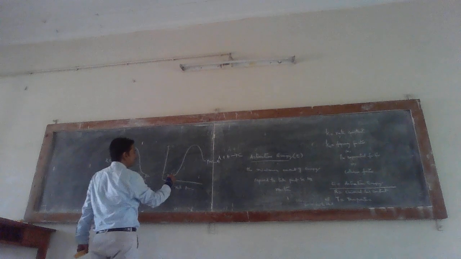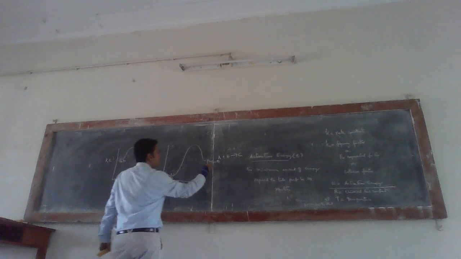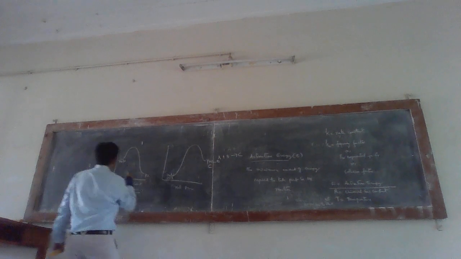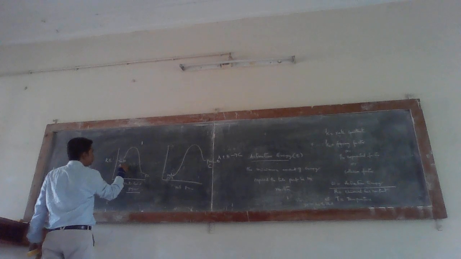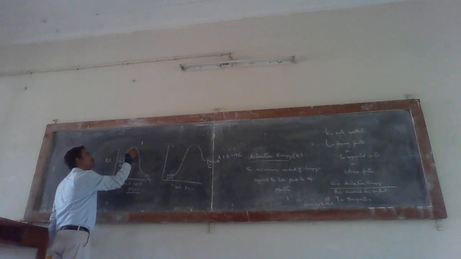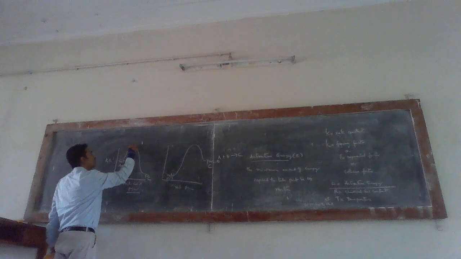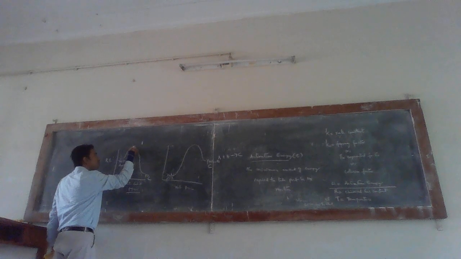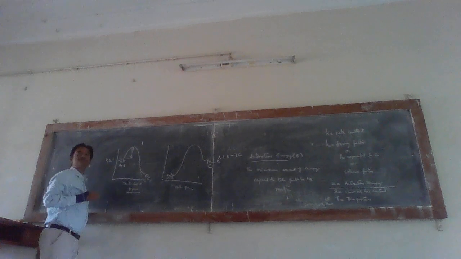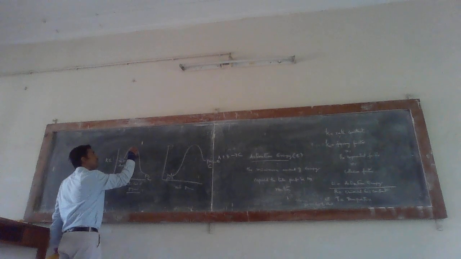So that means any reaction, for example, A plus B reactants to form product C, they have to pass through some barrier. This is called the activated complex state or barrier. This much of a barrier they have to cross. Then only they will get a product C. So this much energy is required.